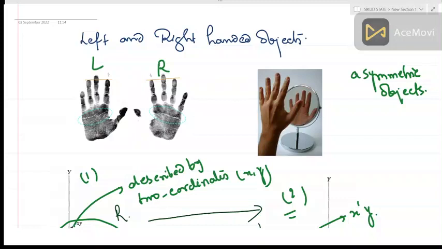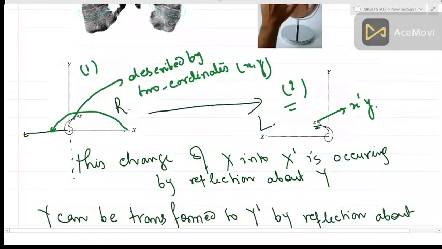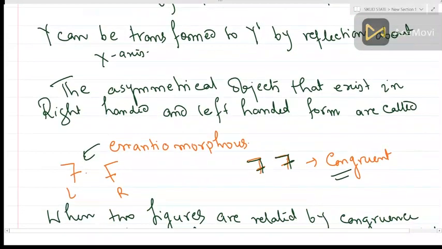Now, when an object is found in left and right-handed patterns, it is called enantiomorph. Another example is this 7. This one is 7 left-handed. We are considering this head as the reference. It is towards left, so it is left-handed 7. This is right-handed 7. And these pairs are called enantiomorphs.